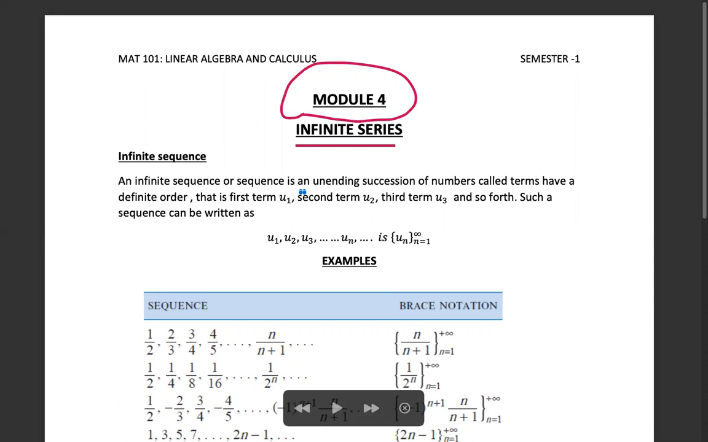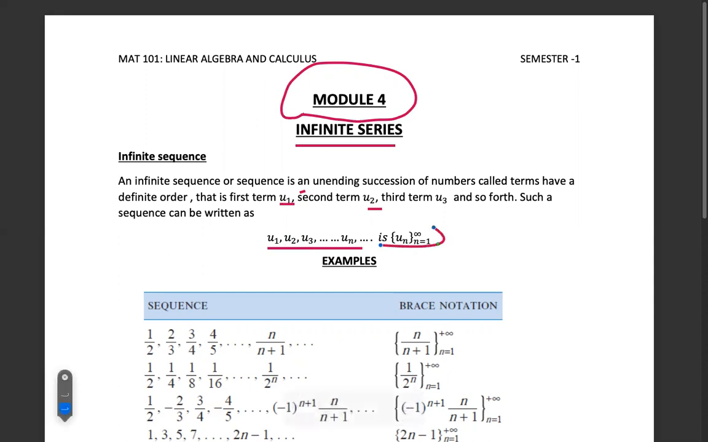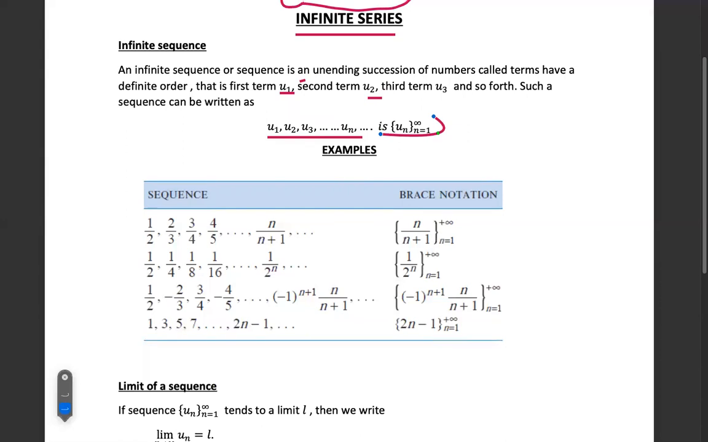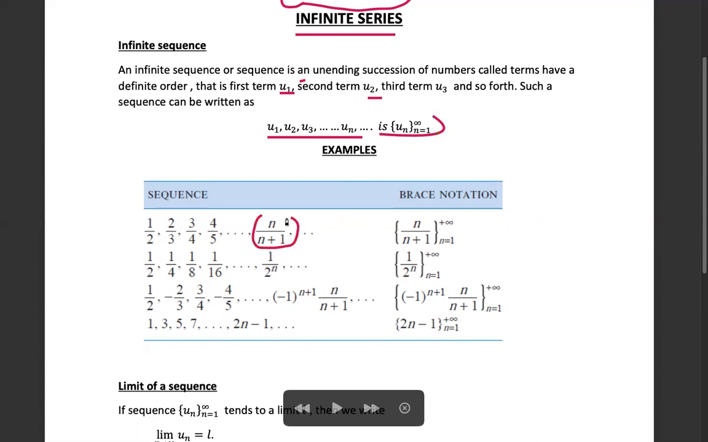That is, first term u1, second term u2, u3, and so on up to un, such that the sequence can be written as u1, u2, etc., un, or the sequence un, n equal to 1 to infinity. So these are some examples of sequences: 1 by 2, 2 by 3, 3 by 4, 4 by 5, etc. So the nth term is n by n plus 1.